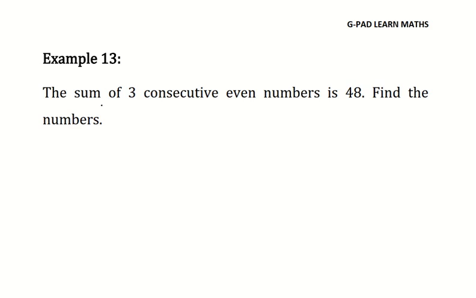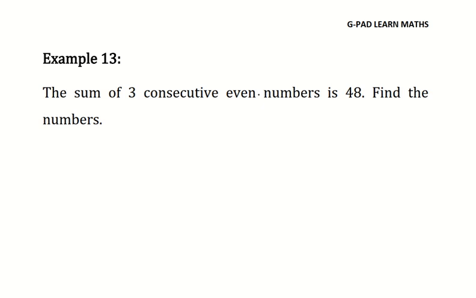Example 13 says the sum of three consecutive even numbers is 48. Find the numbers. Now let me explain what consecutive is. When we say consecutive, we mean numbers in a given pattern. They follow a given pattern. There is an order to which they are formed or arranged.